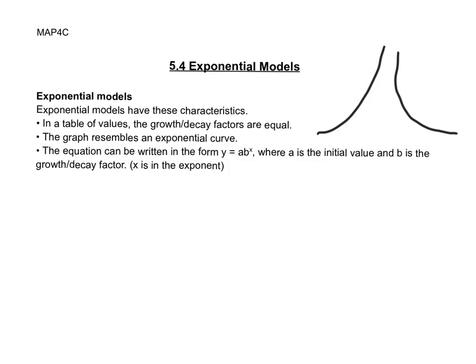The graph can be written in the form y equals ab to the x, where a is the initial value and b is the growth or the decay factor. x is the exponent, and we're going to talk about the difference between a growth or decay rate and a growth or decay factor.